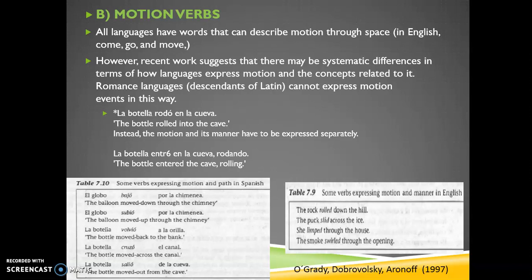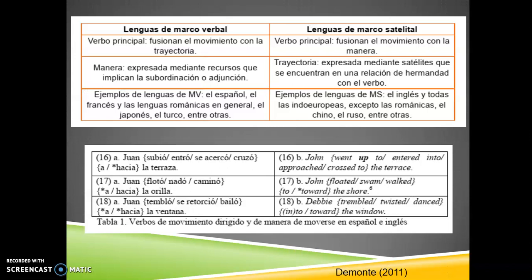Some verbs express motion and manner in English. The rock rolled down the hill. The puck slid across the ice. She limped. It expressed motion and manner at the same time. Yes, bajó despacito por la chimenea. Yes, we don't say limped through the house. And this was from a specialization that talks about verb-framed languages and satellite-framed languages. I think it's very interesting in the way of thinking about both languages.